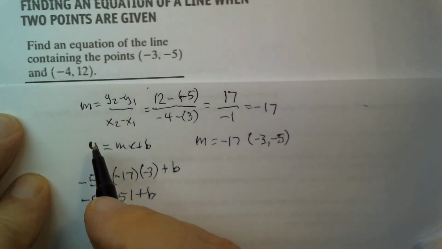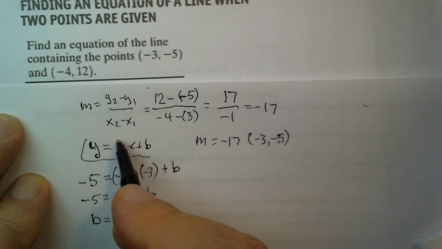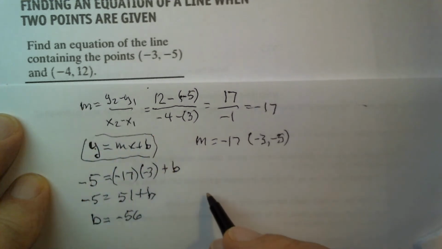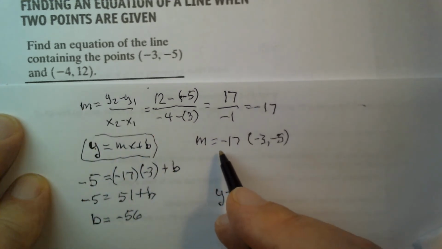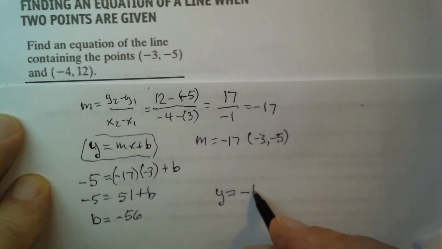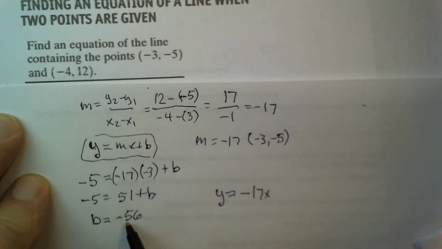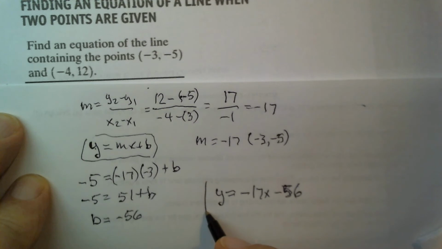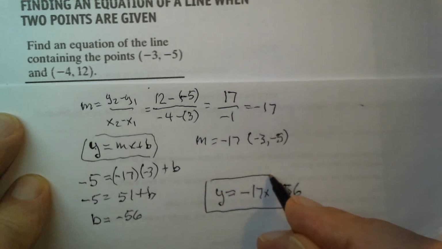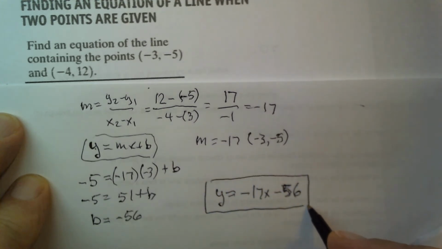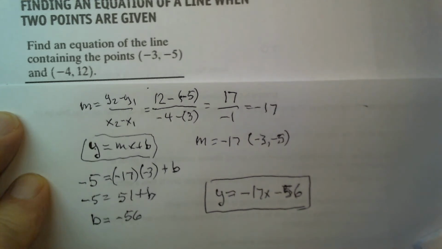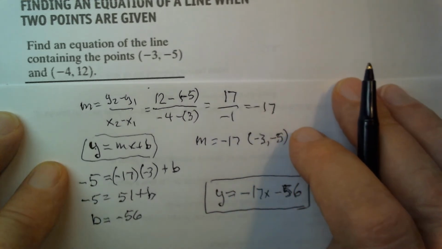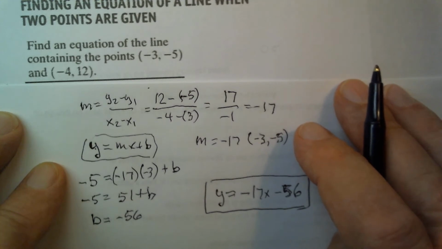So now we've got everything we need to know to write down the equation that we want. So y equals, again, m is equal to -17, so -17x, and then b is -56, minus 56. So you may go over this yourself, try it from scratch, and see if you come up with the same answer.